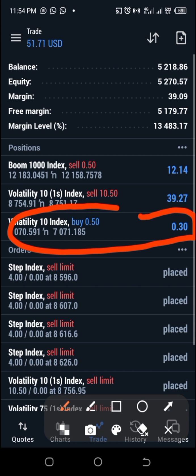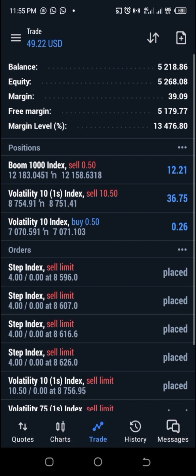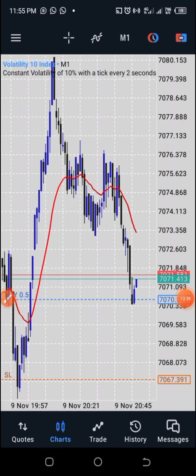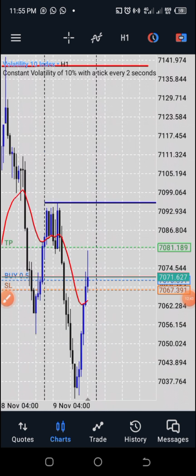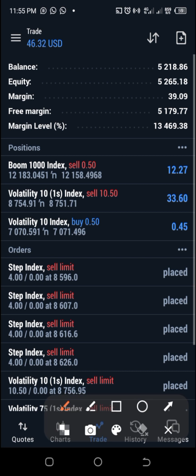Okay, and once price is above, because I was buying, I'll be in the blues. Once it goes down past my entry, it will be negative. So you can see. Okay, so let's get back to H1. We can see it is above and we are in blue. I hope that is clearly understood.